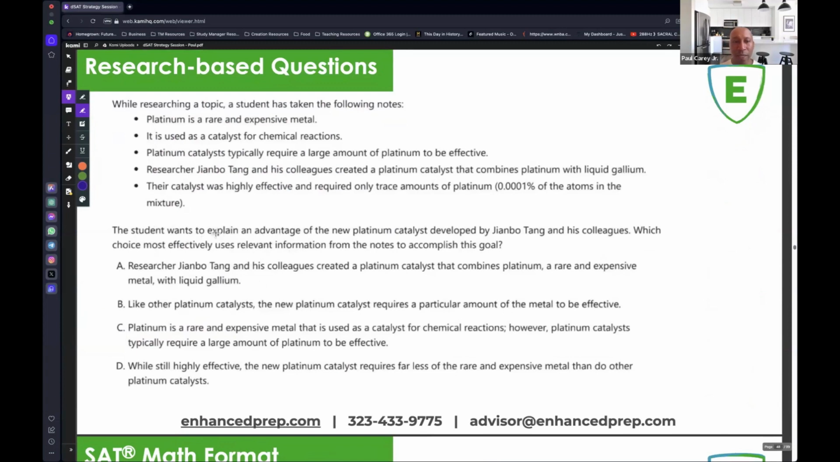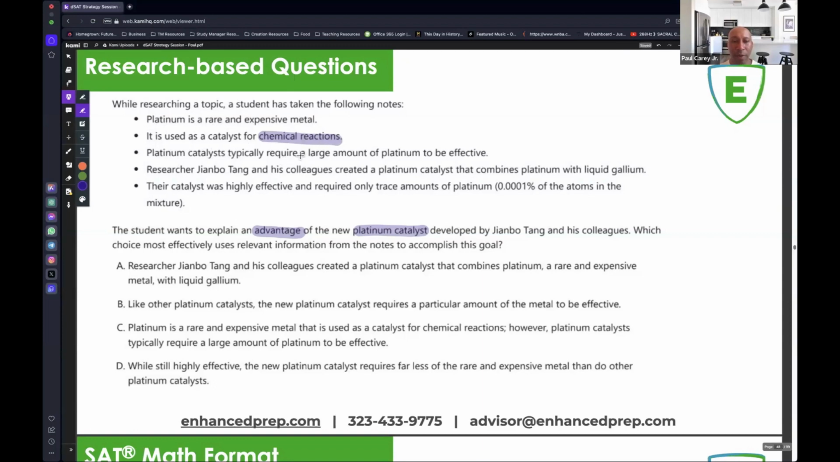The student wants to explain the advantage of a new platinum catalyst developed by this person in this college. Which one does this, right? So advantages, right? So we're looking for advantages. Platinum is a rare and expensive metal, not an advantage. It was a catalyst for chemical reactions, maybe a little bit.